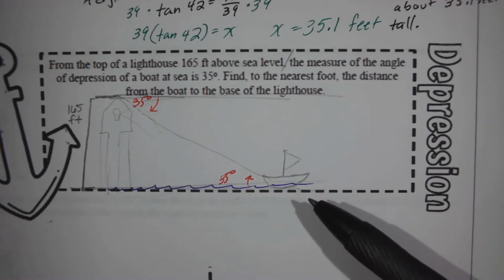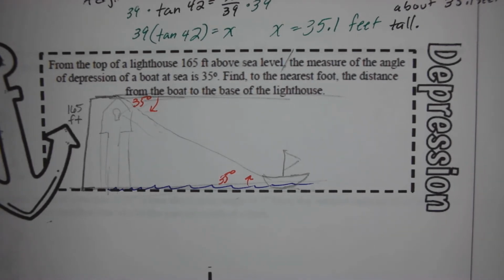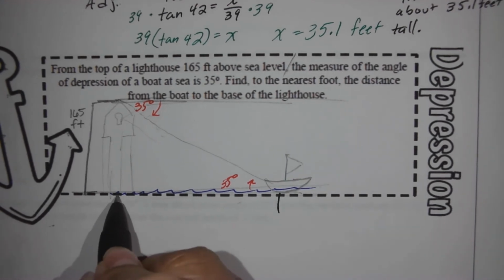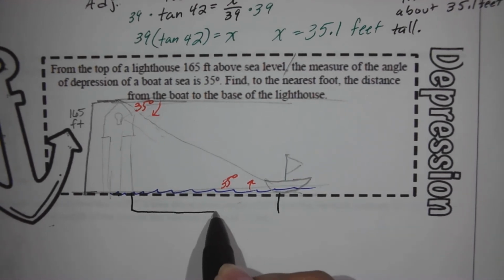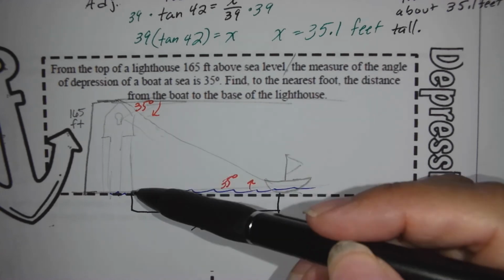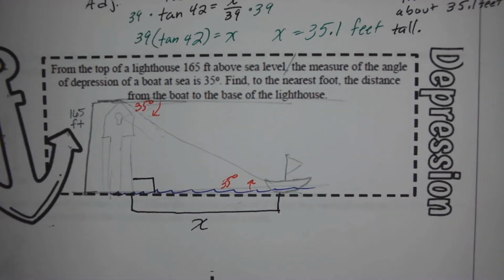So you're going to find, to the nearest foot, the distance from the boat to the base of the lighthouse. You do not know the distance from the boat to the base of the lighthouse. You do not know this distance right here. This is your x. And as always, the lighthouse and the water should ideally make a 90-degree angle.